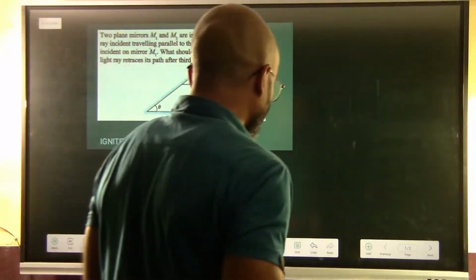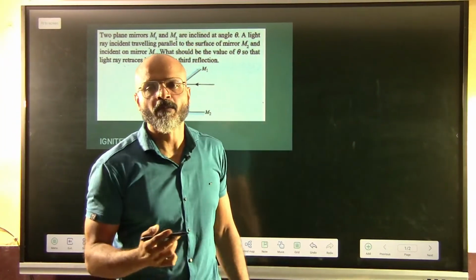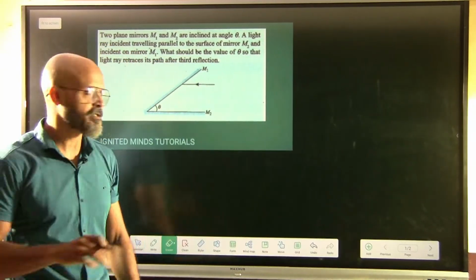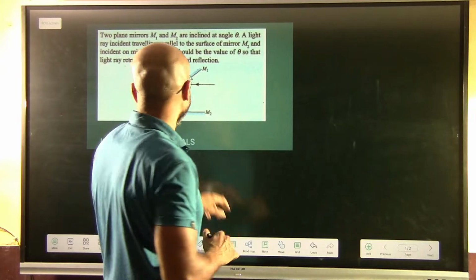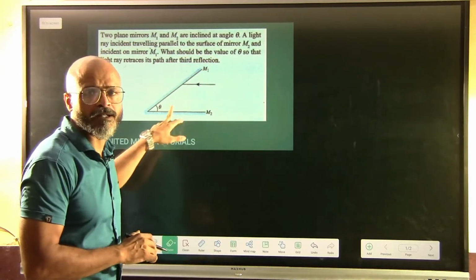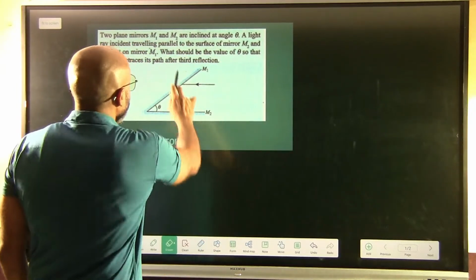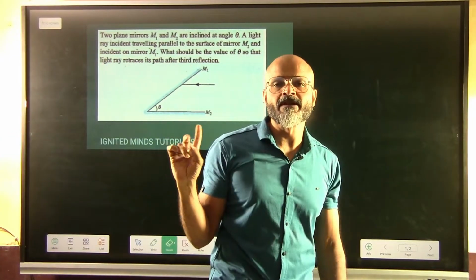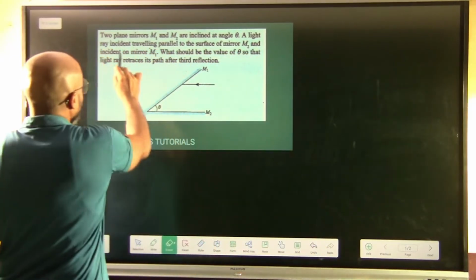Alright people, in continuation with the problems that we were dealing with in ray optics, we will just continue with the same. So we have a problem here: two plane mirrors which are inclined at an angle of theta.